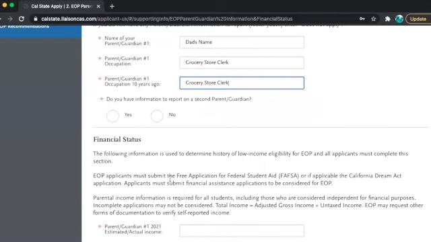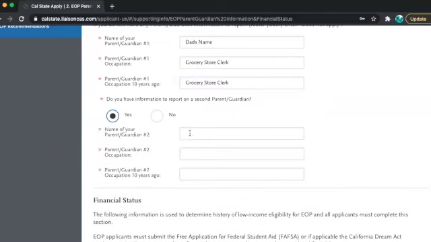Information to report on a second parent. So if you have a second parent, you put yes. And if you don't, you put no. So I would put my mother's name here. And she is a secretary. And 10 years ago, she was still a secretary.